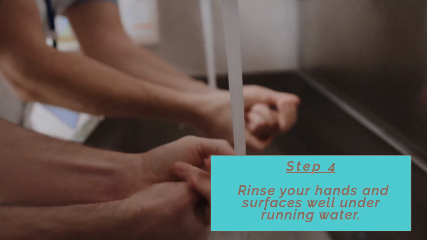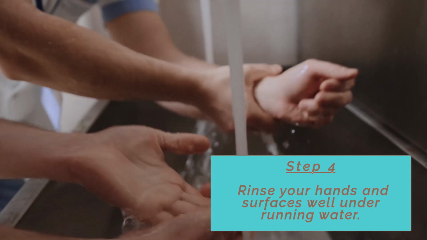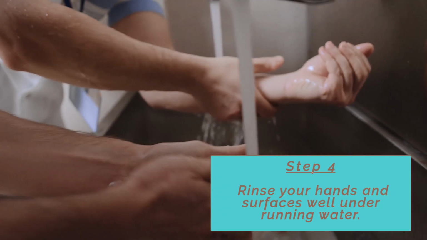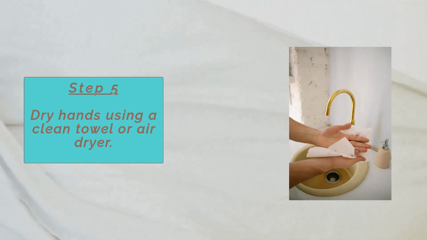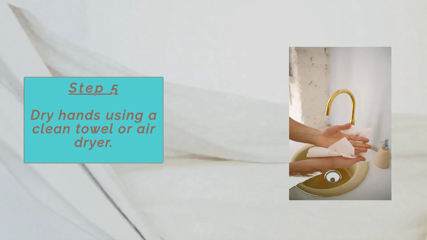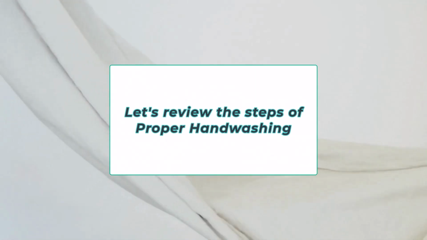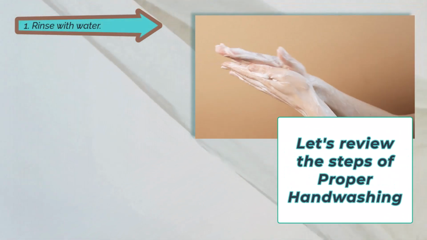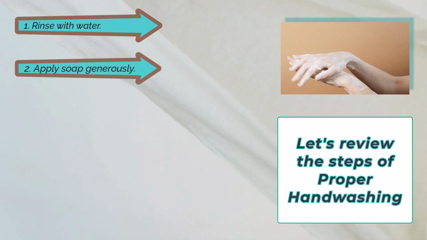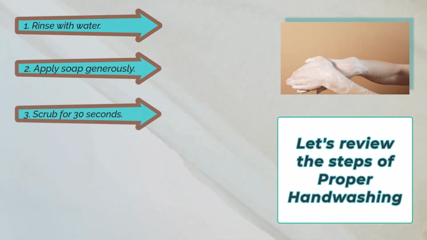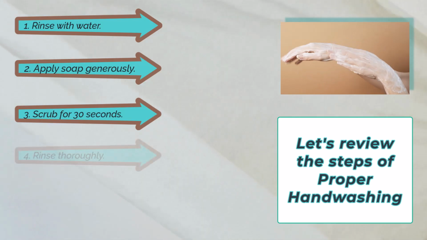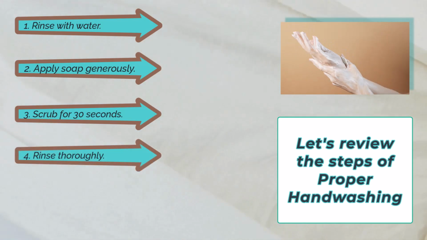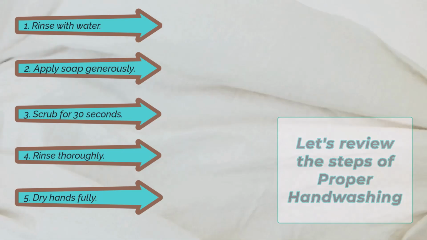Step 4. Rinse your hands and surfaces well under running water. Step 5. Thoroughly dry your hands using a clean towel or air dryer. Let's review the steps to proper hand washing. 1. Rinse with water. 2. Apply soap generously. 3. Scrub for 30 seconds. 4. Rinse thoroughly. 5. Dry hands fully.